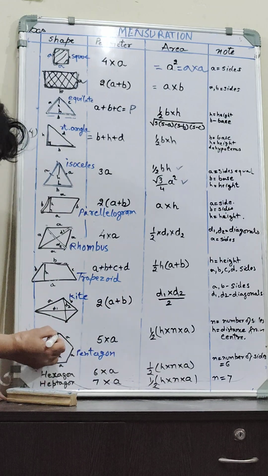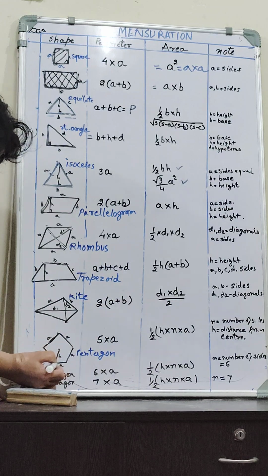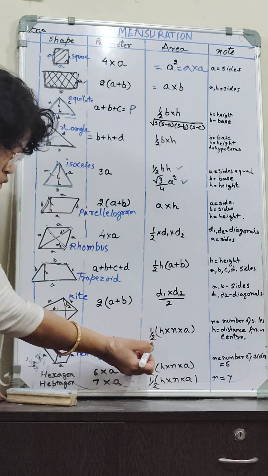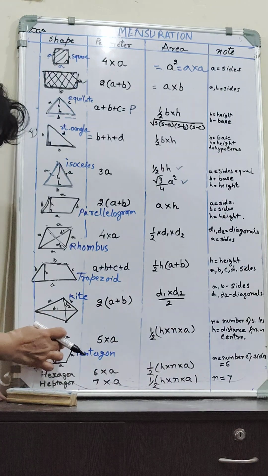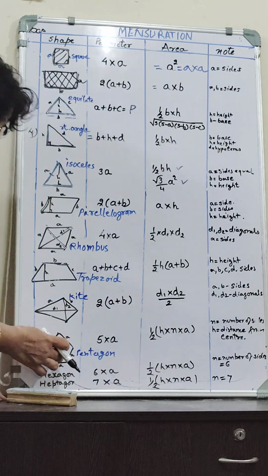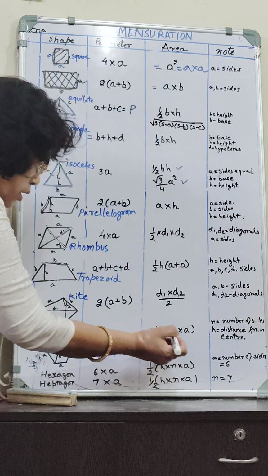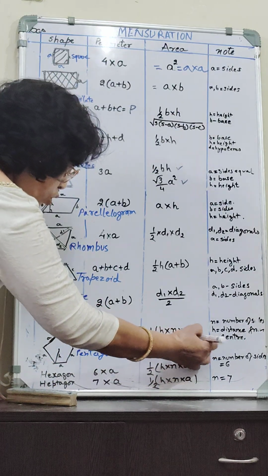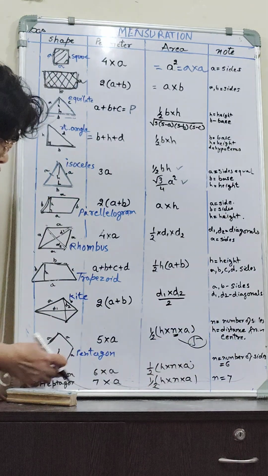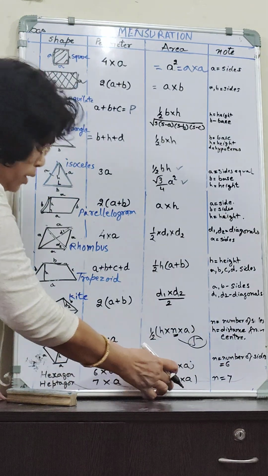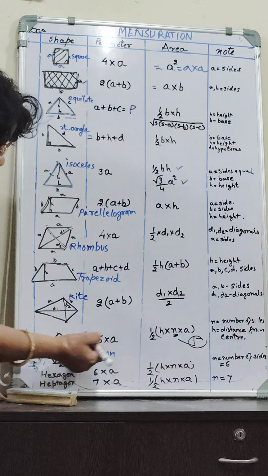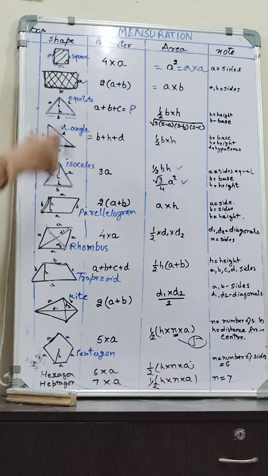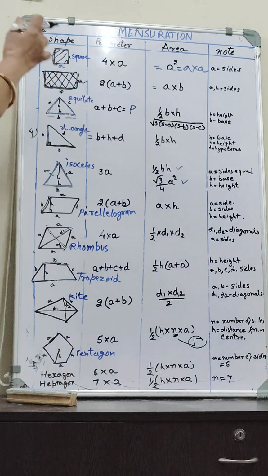If the shape of your land or farm or garden or anything is a pentagon, the area is equal to 1/2 n a H. H is the distance from the center point to the side, and n is the number of sides. This is 5, so n is 5. For a hexagon it becomes 6, for a heptagon it becomes 7. So here it is 5, so 5 into A is the perimeter. This way we can find the area of different types of shapes easily. Perimeter also.